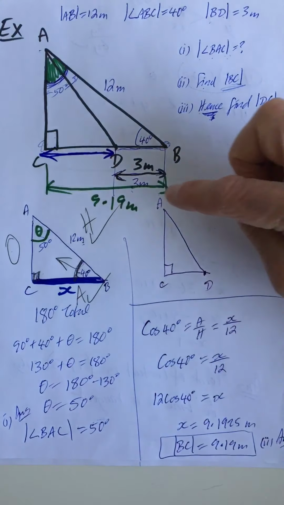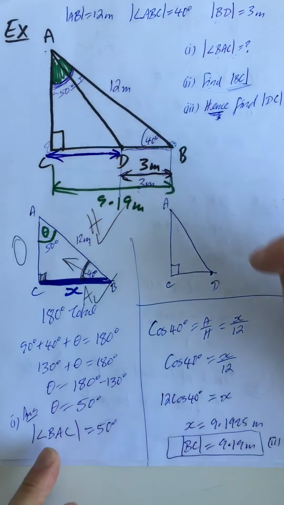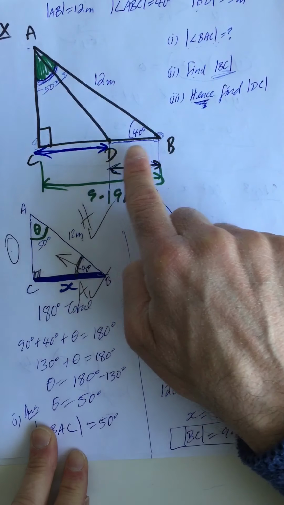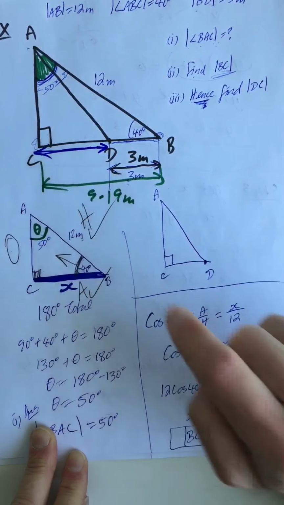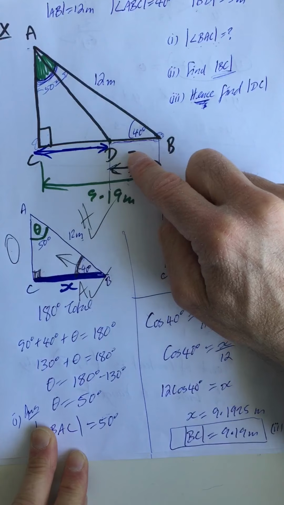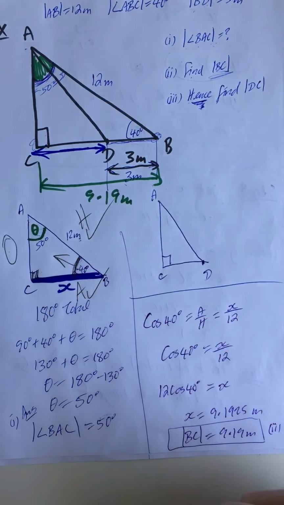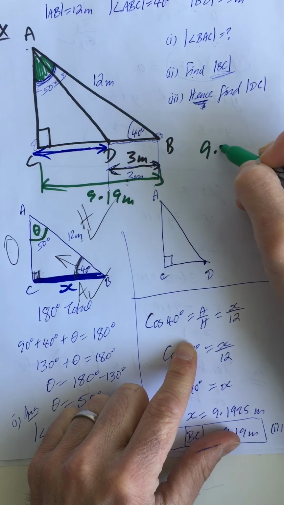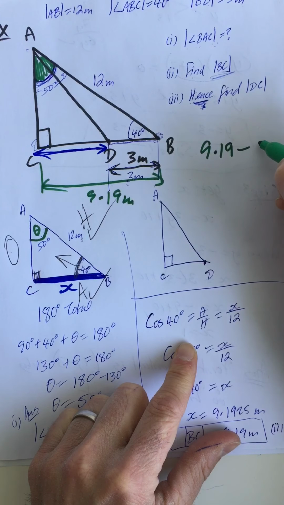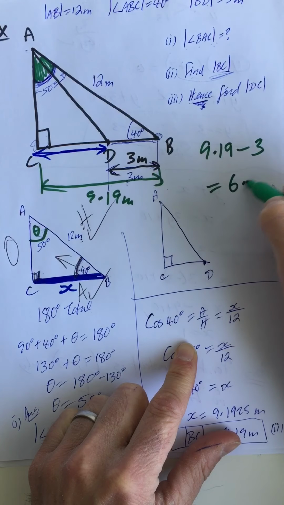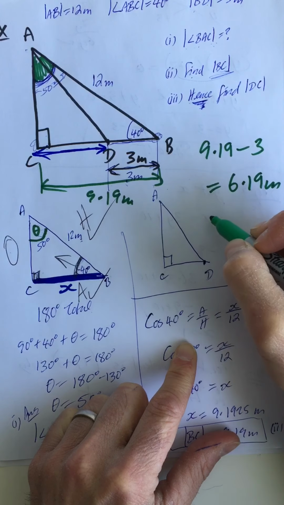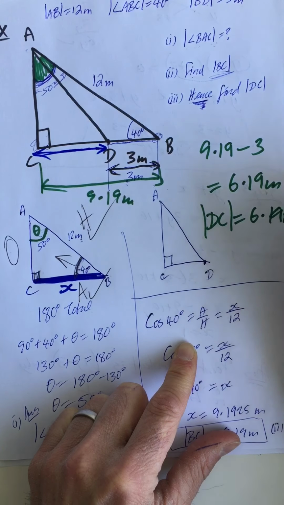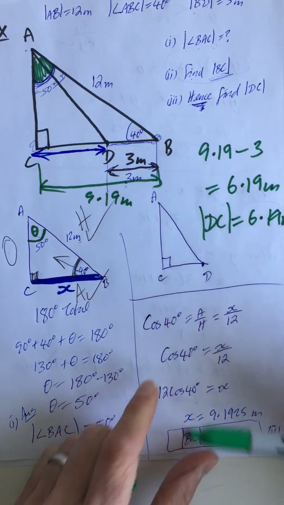Can you use the clues here to work out the distance from D to C? Remember, from here to here is 9.19, and from here to here is 3. So what will this distance be? Well, we just take the 3 meters away from the 9.19. So the answer at the end requires no trigonometry. We're going to have 9.19 subtract 3, and that's 6.19 meters. So D to C is 6.19 meters. Notice we didn't actually have to use this triangle in the end.